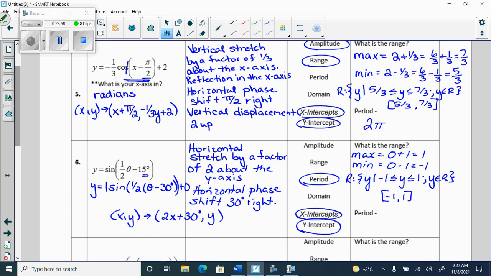And the period, we have to do 360 degrees divided by the absolute value of b, if we want to use the formula. So it's 360 divided by a half, which is actually 720 degrees. So you can use the formula, or you can say, hey, it's normally 360. I'm now stretching it by 2. So instead of it being 360, it's now going to happen every 720, right? But either way works, formula or just multiplying it by the horizontal stretch.